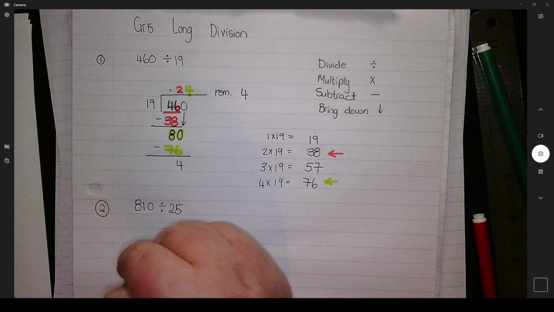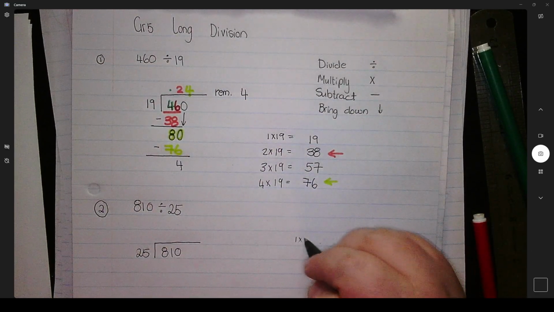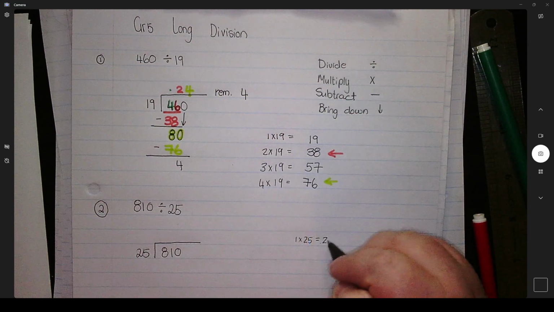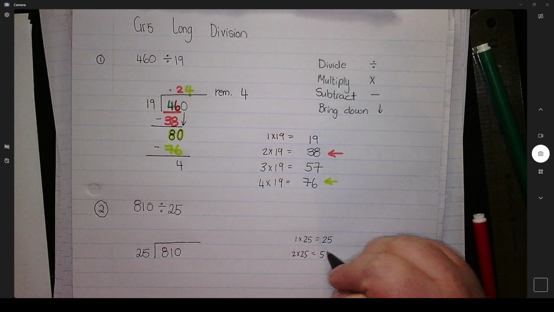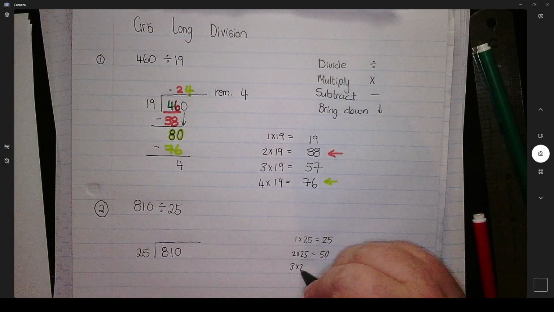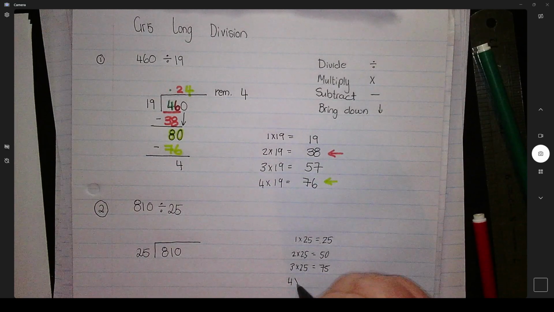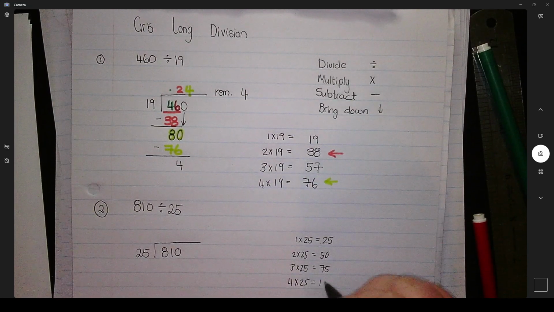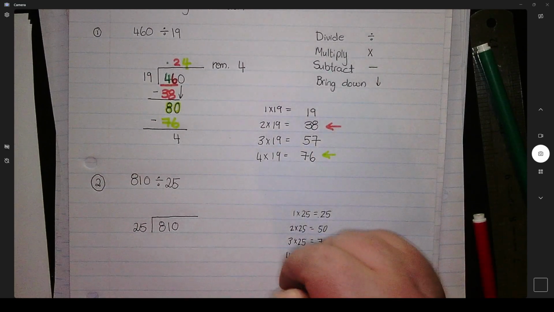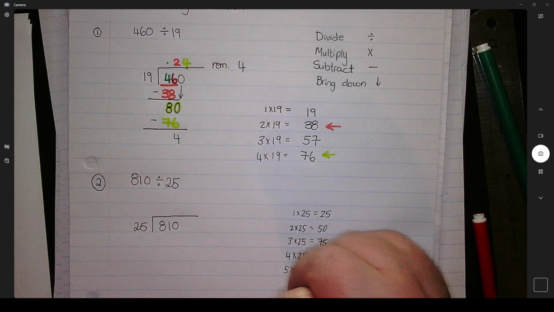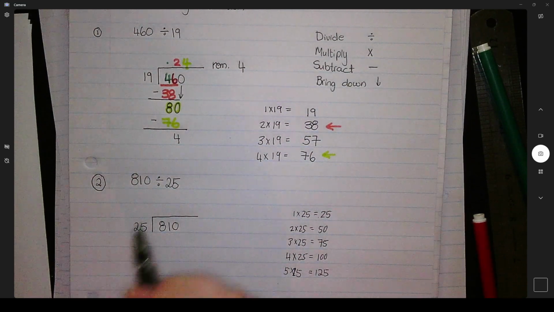810 divided by 25. And it's 1 times 25 is 25. 2 times 25 is 50. 3 times 25 is 75. And 4 times 25 is 100. You could continue here and say that 5 times 25 is 125, and so on and so forth. So let's have a look.